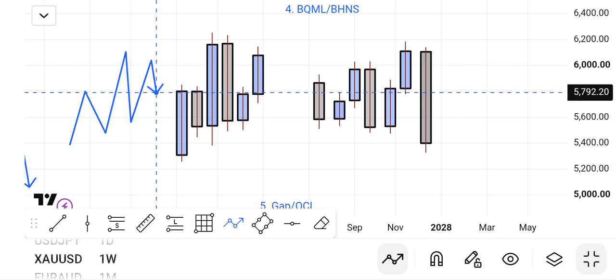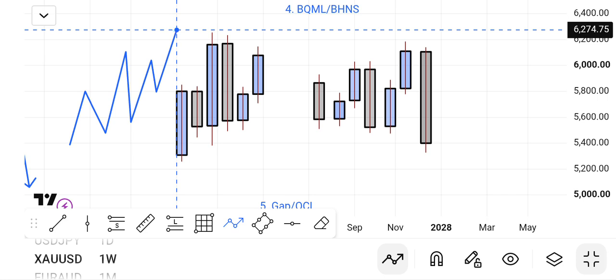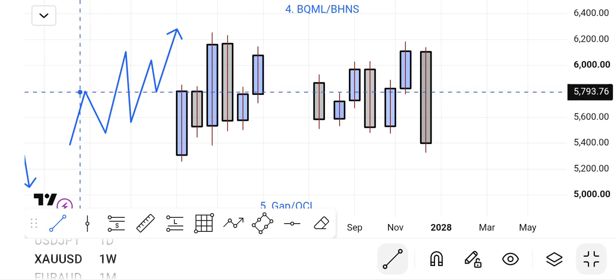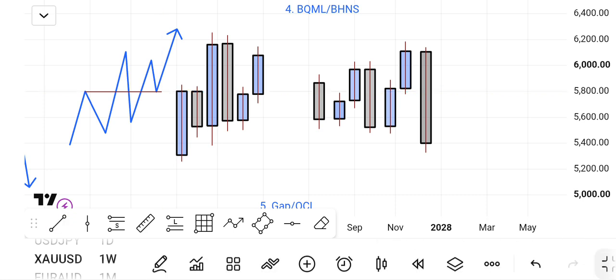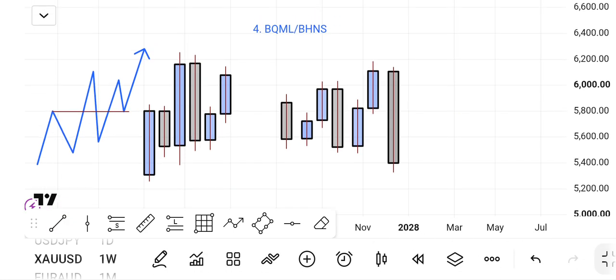Price literally used this place. Yes, like this. So this is the broken HNS. Let me call it broken HNS, since everybody is calling it broken HNS. So broken HNS. Yeah. So this is for the sells.